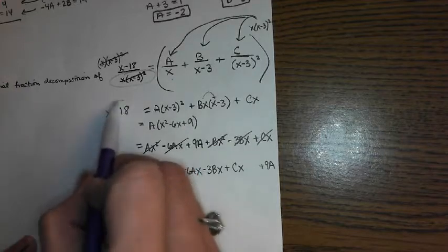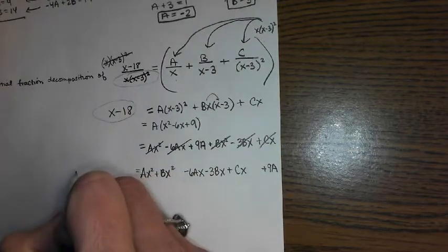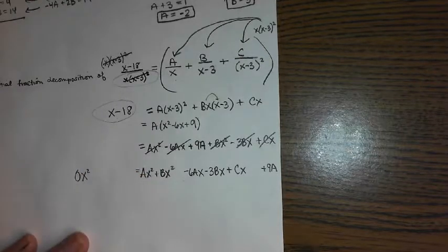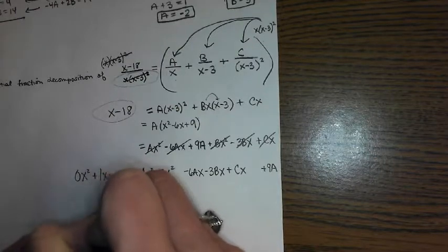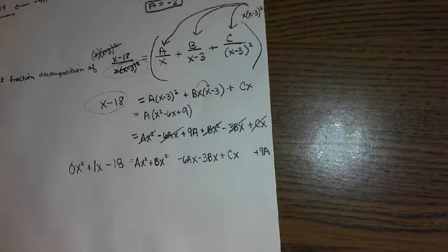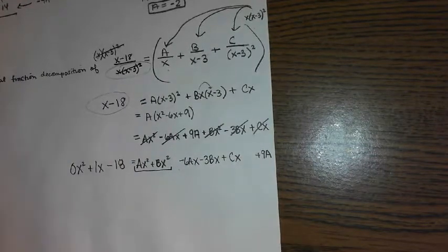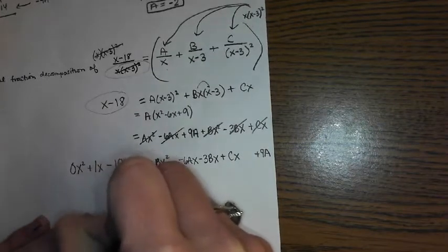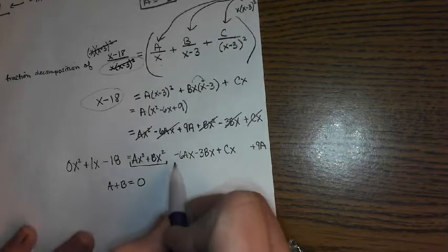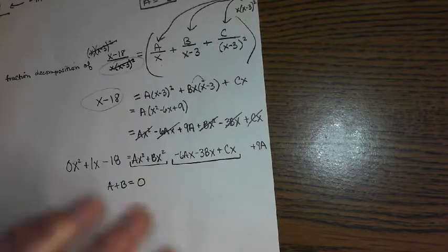So on the left-hand side, how many x squareds am I supposed to have? Technically 0 x squareds. Plus how many x's? 1x minus 18. And this will build your system for you. So your x squareds coefficients are supposed to combine to be 0. So a plus b is supposed to equal 0. Your x terms are supposed to combine to be 1.